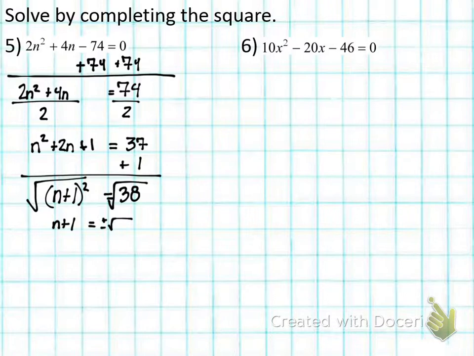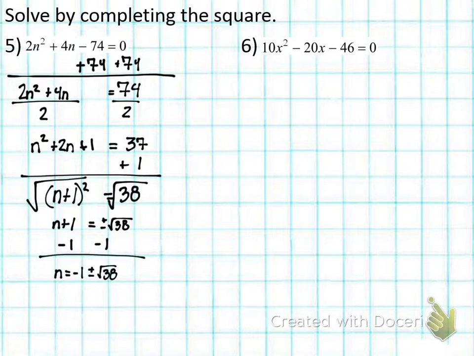And there's 2 answers, right? Positive and negative. Is there a square root of 38? No, it's irrational, right? So now we need to do one more step. We're almost there. Okay, subtract the 1. So you got n is equal to negative 1 plus or minus rad 38.